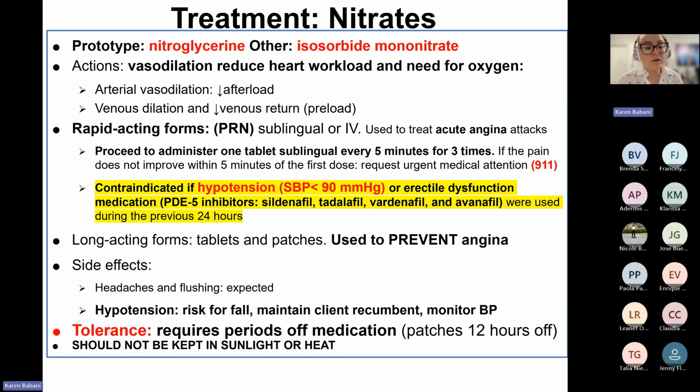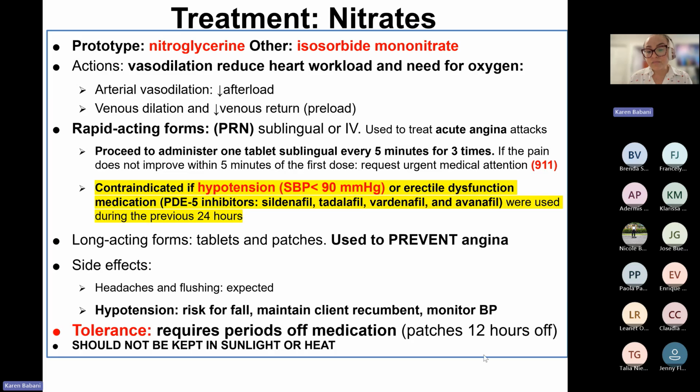You have your long-acting and then you have rapid-acting. Your rapid-acting is the PRN. This is the one that the patient is going to take home, that it is sublingual, and if they get pain, then they're going to take this one. Or you can give it IV. If the patient has a sudden angina attack and they're in the hospital, we can give this IV on a drip as well. We already talked about the procedure.